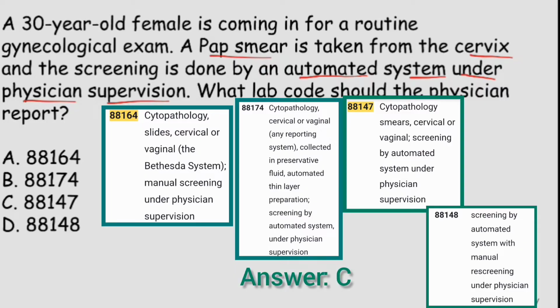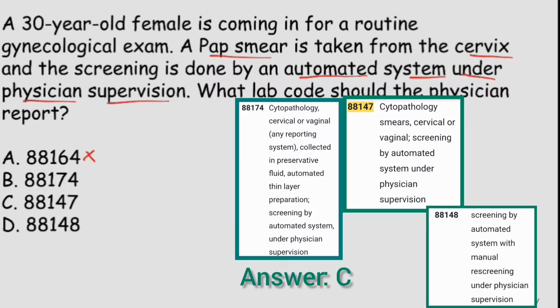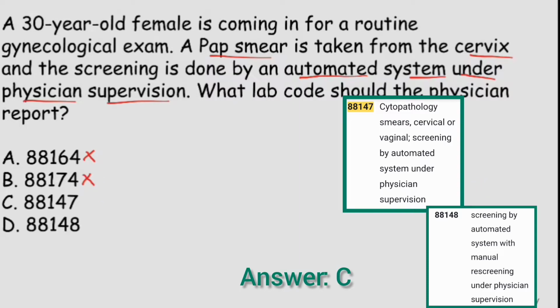We'll eliminate option A, 88164, because that is for cytopathology slides, cervical or vaginal, and manual screening under physician supervision. But in the scenario, there is pap smear and screening is done by automated system. So eliminate option A. We'll eliminate option B, 88174, because that is for cytopathology, cervical or vaginal, collected in preservative fluid. In the scenario, they have not mentioned collection in preservative fluid or automated thin layer preparation. So eliminate option B. Option C is the right answer.